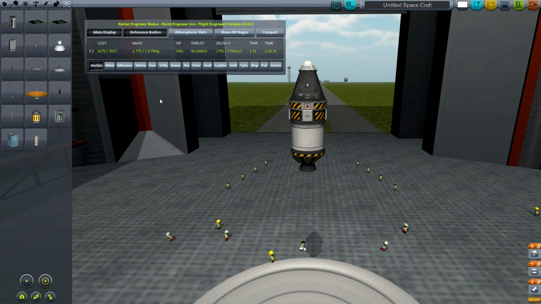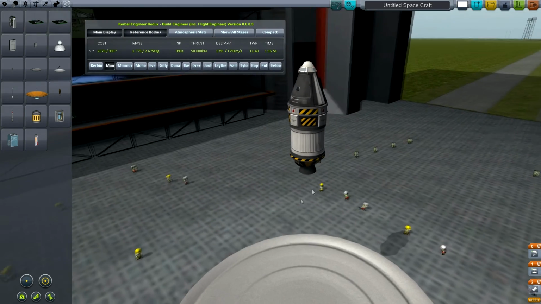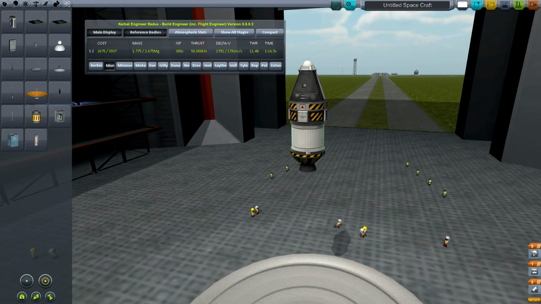So you remember me saying that on the Moon you'd have about 1/10 the weight, therefore that means you should have roughly 10 times the thrust to weight ratio as you would on Kerbin. And if we click on, see here, we have a thrust to weight ratio of 1.91, on the Moon 11.48, so roughly 10 times. So that means even with this tiny engine we're getting a huge amount of thrust to weight, far more than we'd ever get on Kerbin. More importantly, we've met our delta V requirement.